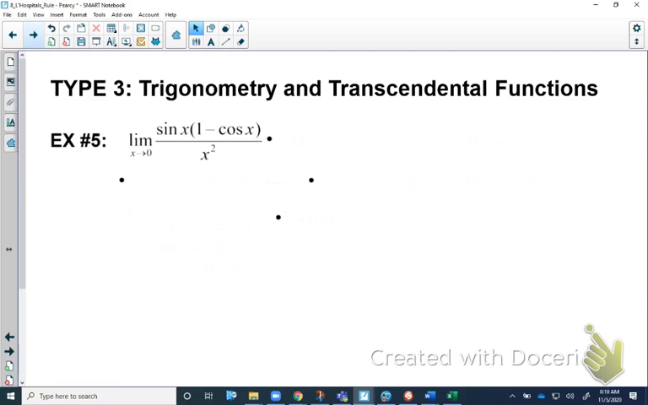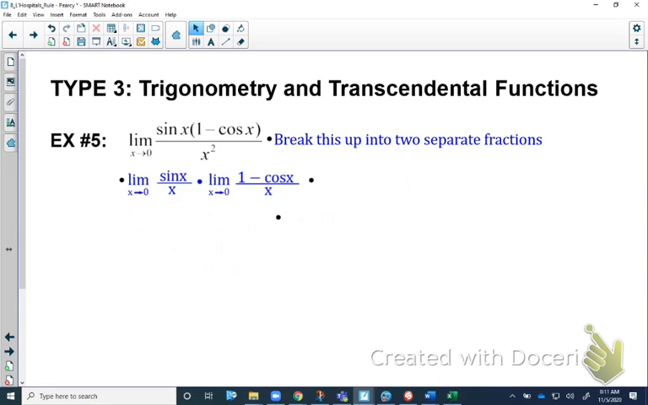Now, this one here, I think is a little bit interesting in the example that it was chosen to use, because you don't actually have to use L'Hopital's rule on this one. Now, did I do L'Hopital's rule? Yes, but I'm also going to explain why you don't have to. So the first thing I want to do is recognize I can break this up into two separate fractions, where I'm showing that the limit of sine x over x times the limit of 1 minus cosine of x over x, those are equivalent expressions.